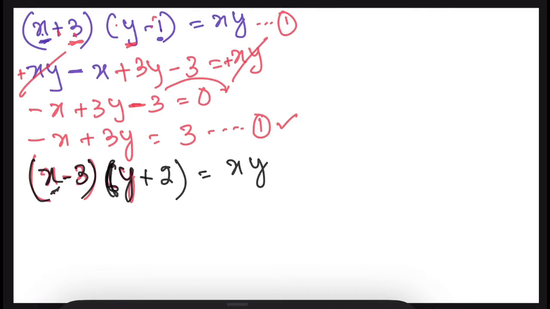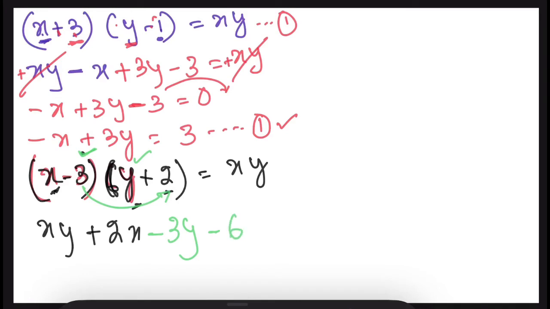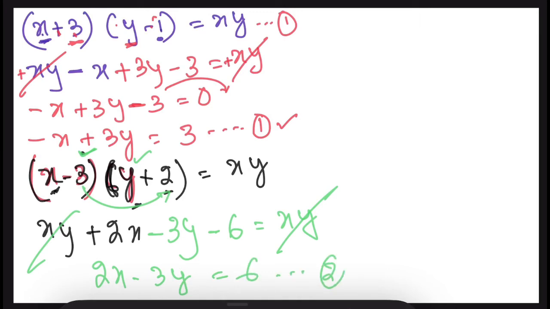Now x into y. So xy, x into 2 plus into plus 2x. Then minus, this is minus 3 into y, that equals to plus into minus minus 3y, then 3 into 2, plus into minus is minus, 3 2s are 6, that equals to xy. So now this cancels, so 2x minus 3y equals to 6. This is our second equation.